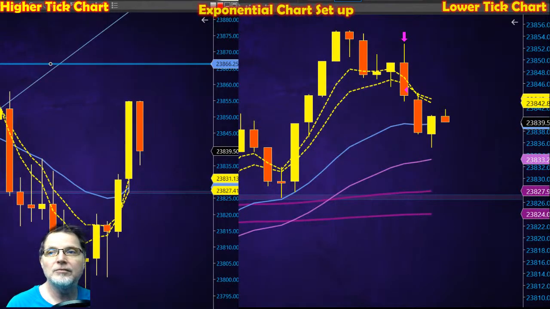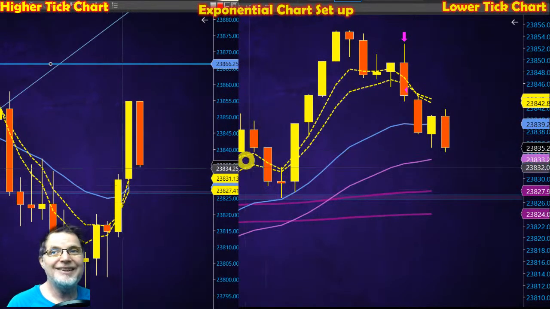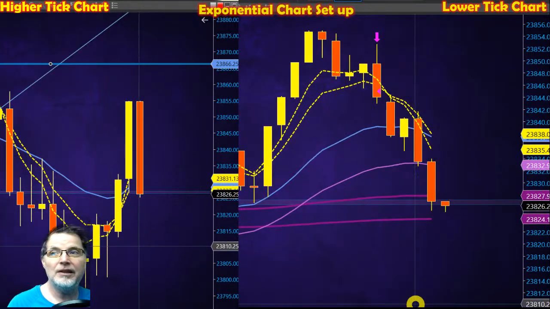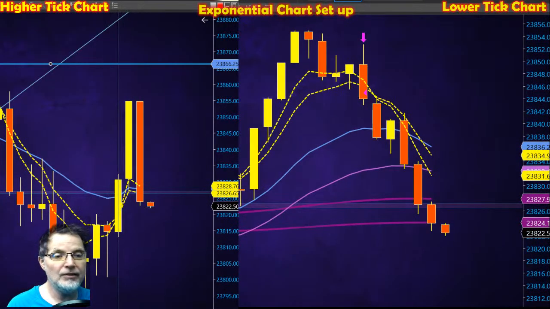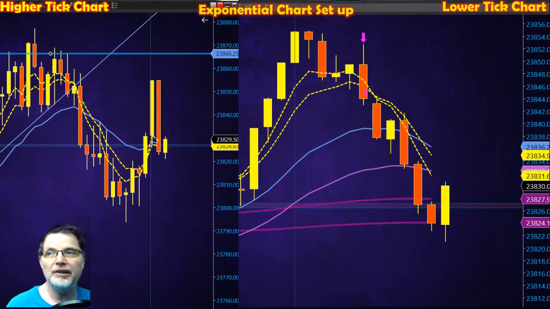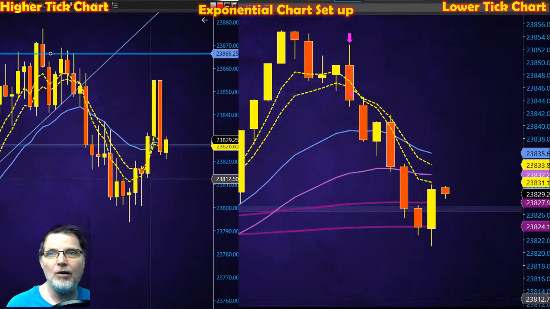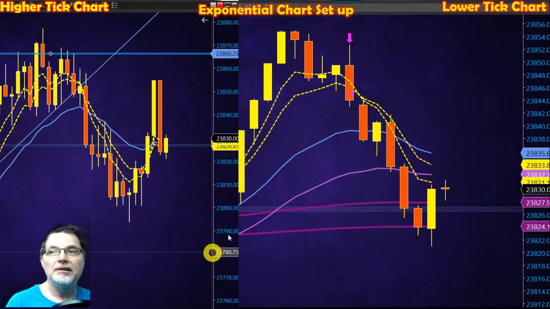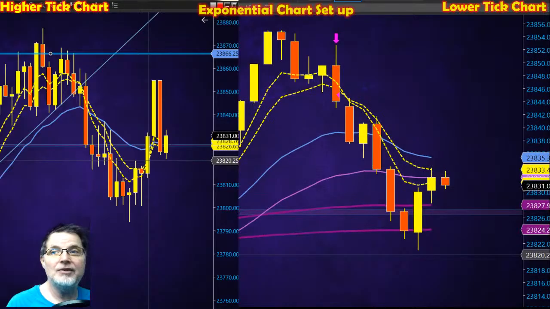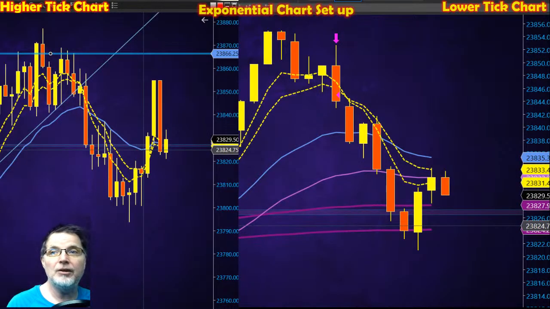Now we've got to wait for it to get on top of the moving averages. And that big old ugly green-red candle on the left side is really throwing this technique off. You can't do it like that. We can switch sides, but both of these charts have to be agreeing, the higher tick chart and the lower tick chart.